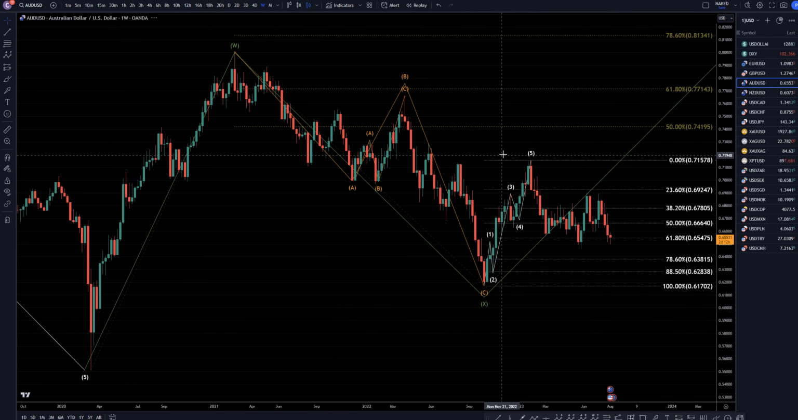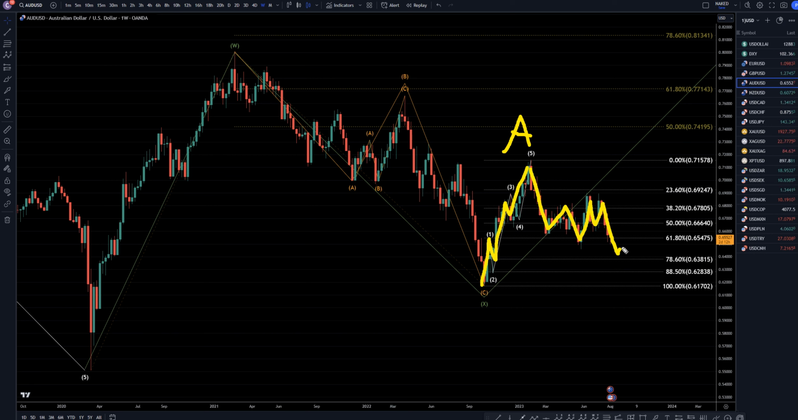So let's head down to the weekly time frame. On the weekly, I do believe this right here is a trend. I think it's a wave A of that wave Y. I think this is all still one big crescent. It's probably like an A, B, C, D, and now we're in like a wave E.